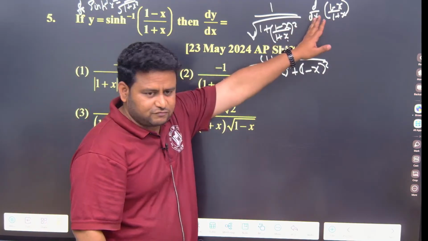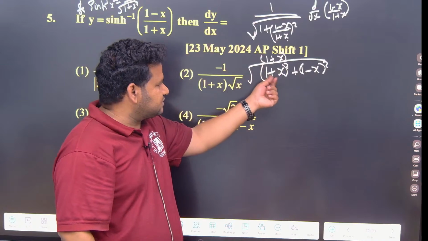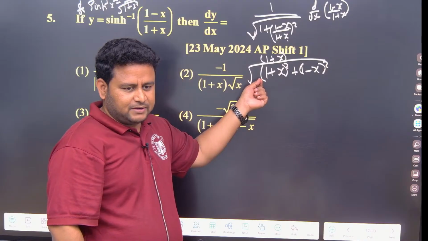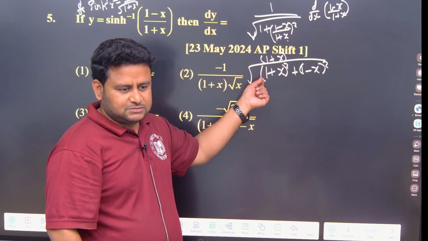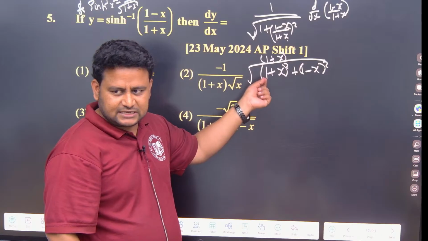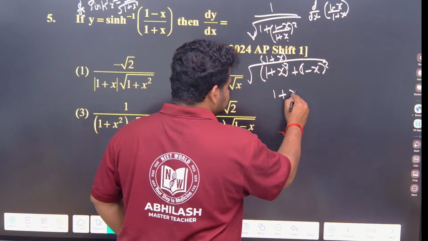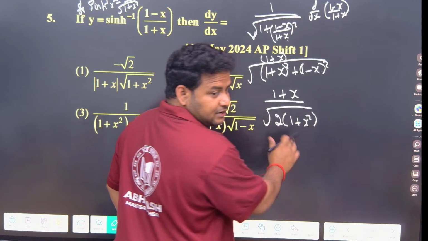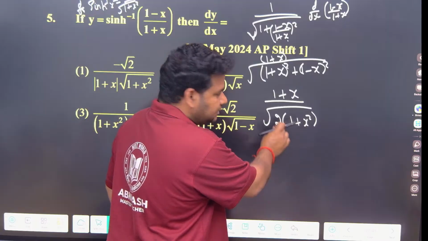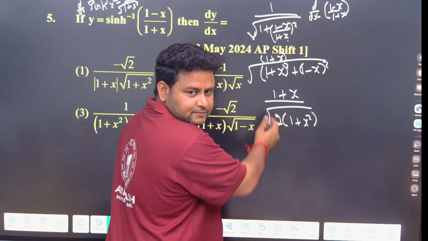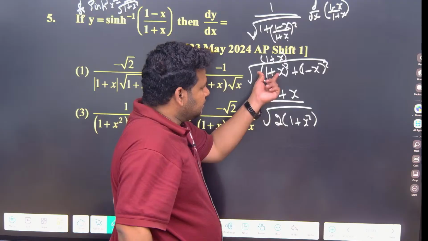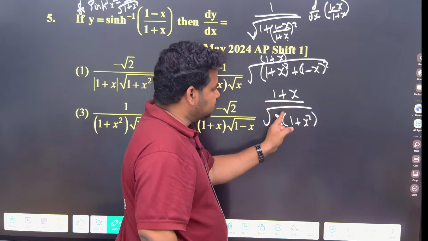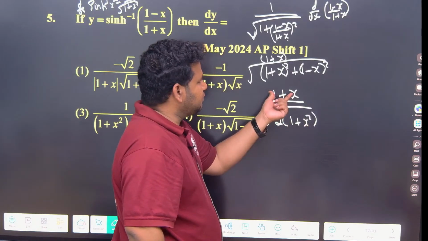I am not doing that as of now, keep it as it is. So 1 plus x whole square plus 1 minus x whole square: a plus b whole square plus a minus b whole square is 2 times a square plus b square, that is 2 times 1 plus x square. It will become 1 plus x divided by square root of 2 times 1 plus x square. Plus 2ab and minus 2ab cancel, so we are left with 2 times a square plus b square. 1 plus x will go up, okay.